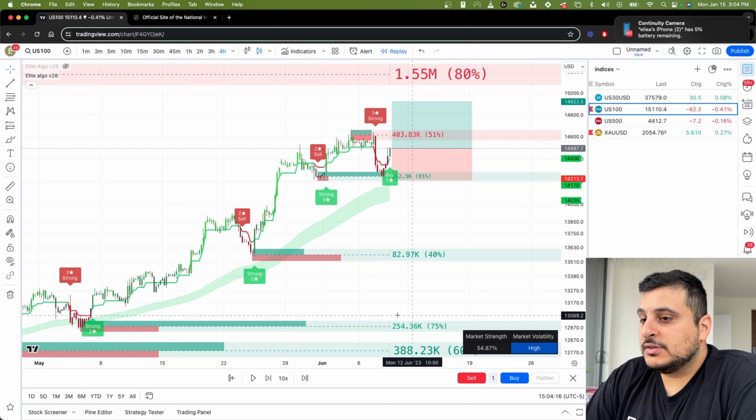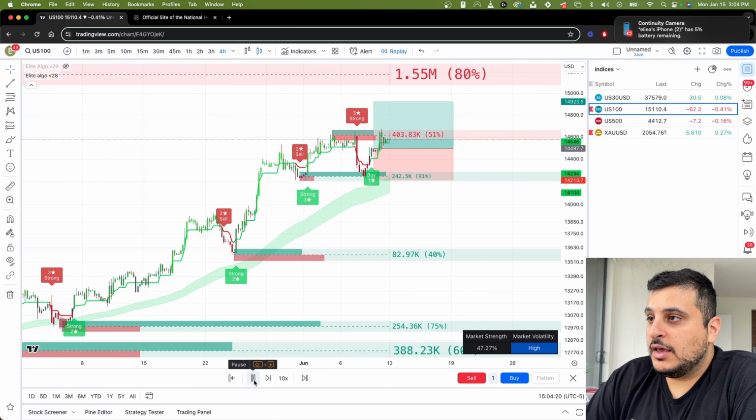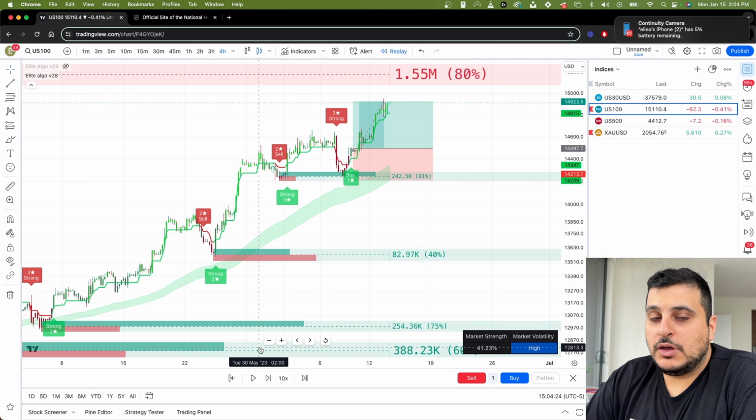So this is how it's going to go here. We're going to press play and we're going to see that this trade is going to automatically hit our take profit extremely fast right there. Very, very simple trade that we get taken.